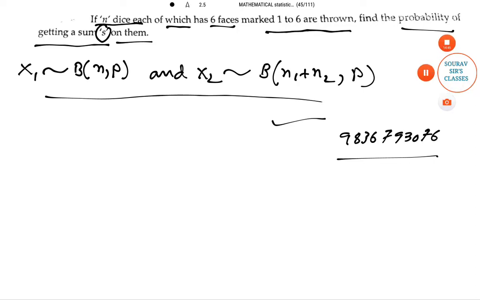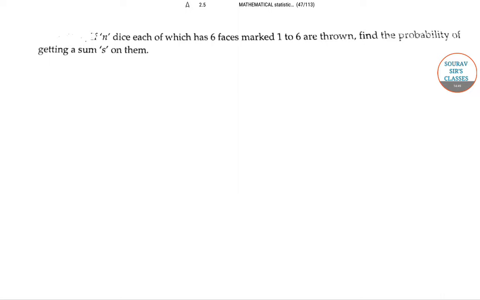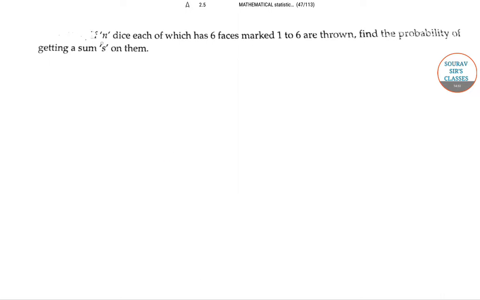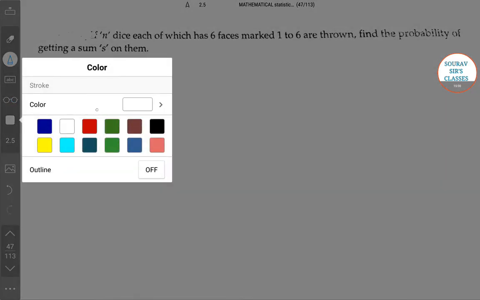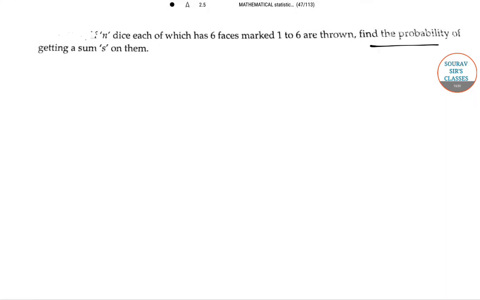So we'll go through, one second. Now if n dice, each of which has 6 faces marked 1 to 6, are thrown, find the probability of getting a sum s on them. Now how do we solve it?